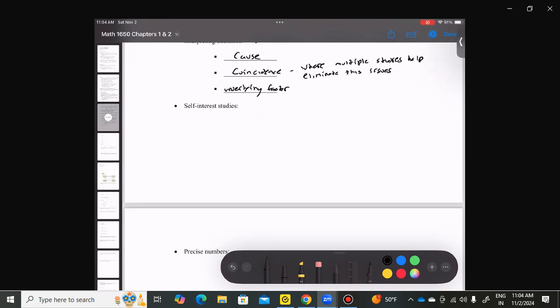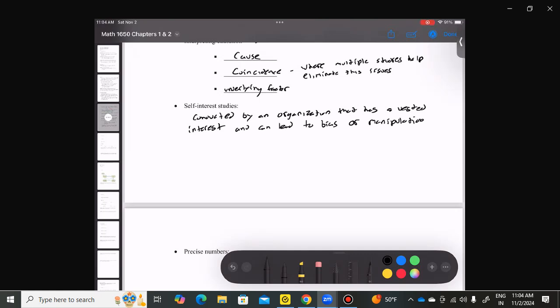Then we have self-interest studies. This is studies conducted by an organization that has a vested interest and can lead to bias or manipulation of the data in the interest of the goals.